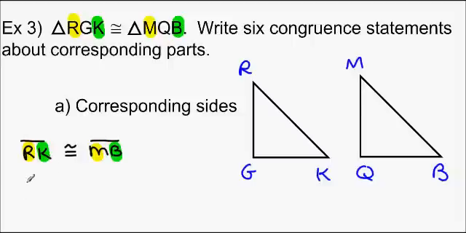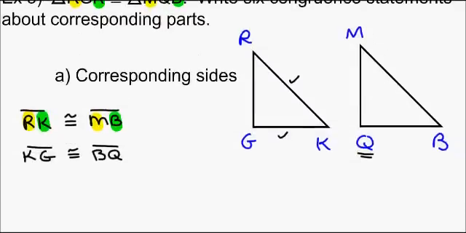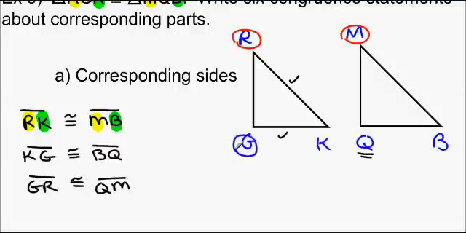So from that, let's write the other statements. I've done this side. Let's use KG next. So segment KG is congruent to, well, K goes with B, we've already established that. G we haven't used yet. We haven't used Q either. So it is congruent to BQ. And our last side statement will be segment GR is congruent to segment QM. And again, you want to use the letters that sit in the same positions in these triangles. So R and M, G and Q, K and B.